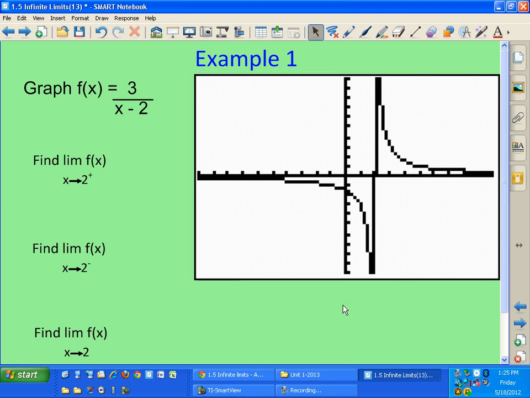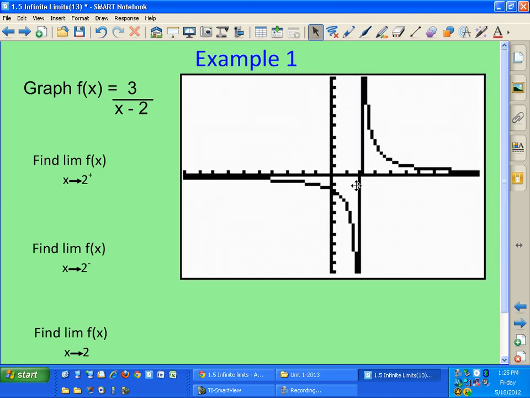When we look at this picture, you can see that if I find my limit as x approaches 2 from the positive side, that would be going like this, you will notice that the answer to my limit in this one is positive infinity. As my graph goes towards 2 from the negative side, I get negative infinity.